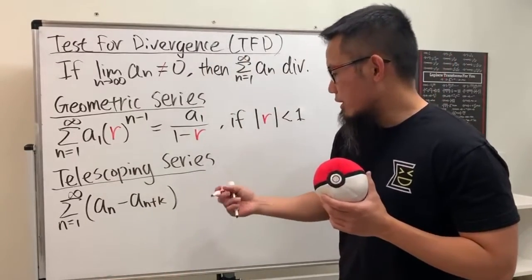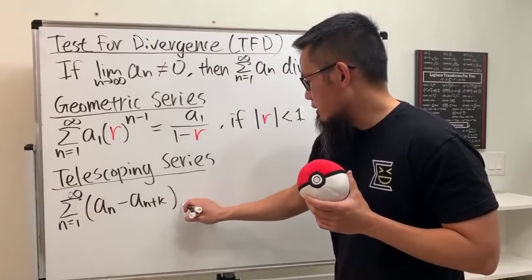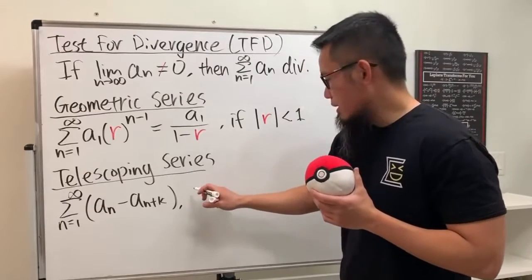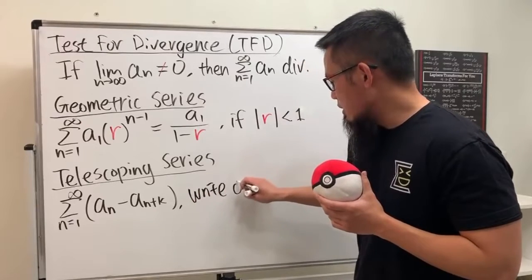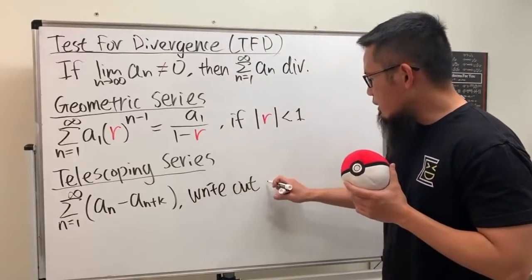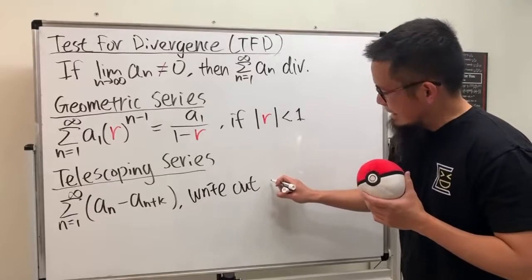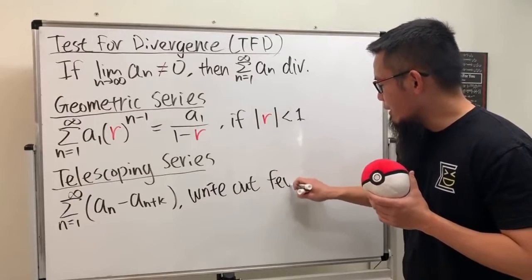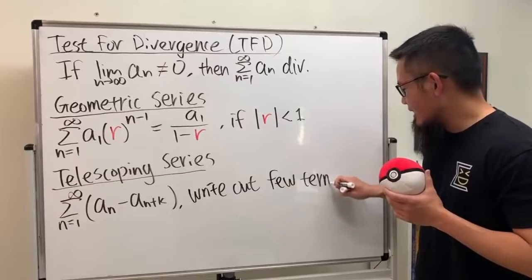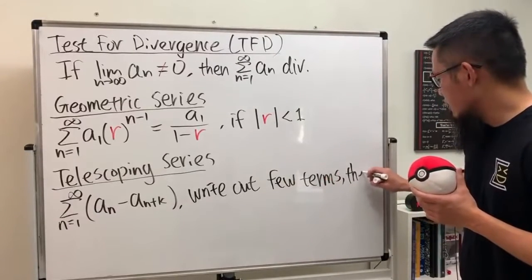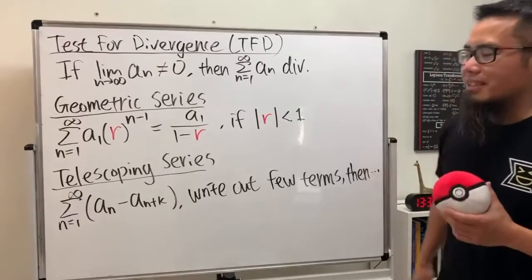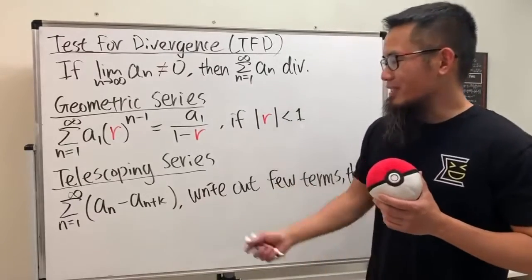So perhaps I'll just write it down right here for you guys. Write out a few terms, then cancel. Then just work it out. Alright. Because for this one right here, once you see it, you will know what to do.